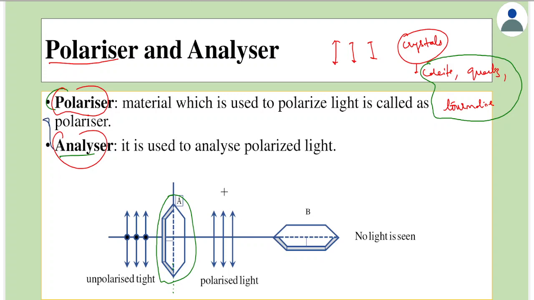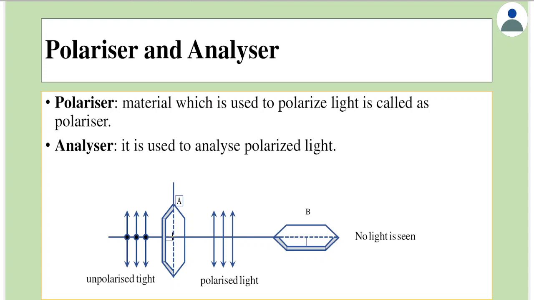So what comes first, or what is placed in front of the unpolarized light, is called the polarizer, and what is used to analyze is called an analyzer. In this case, A is called the polarizer and B is the analyzer. We can change it also. We can put this device here and this device here, and still the effect will be the same. That is called an analyzer.